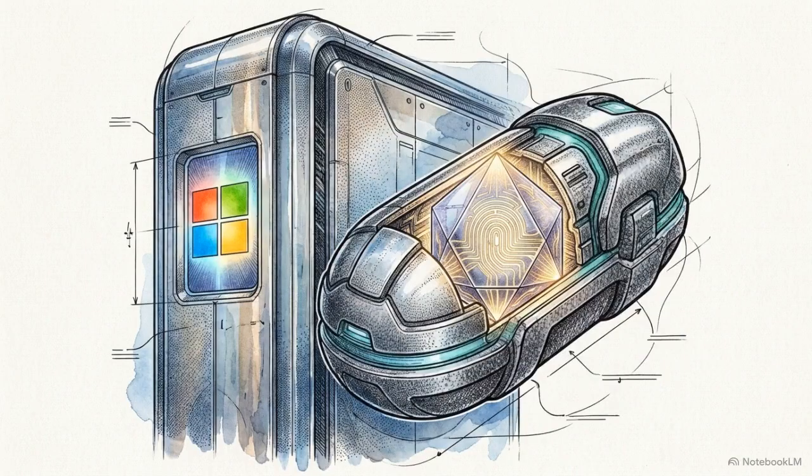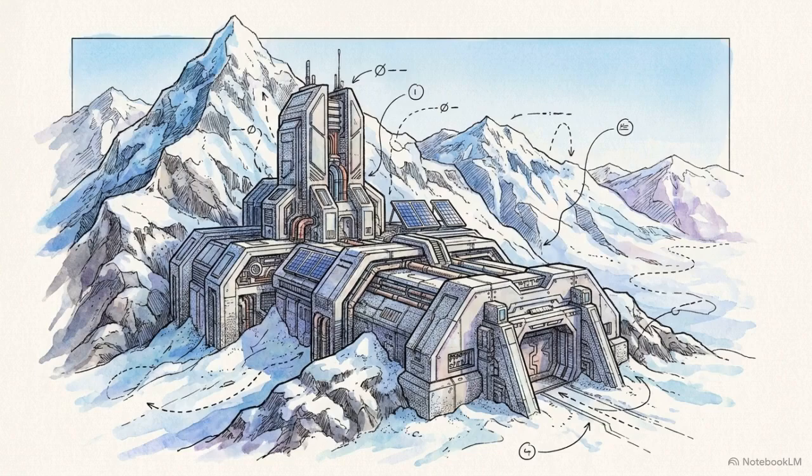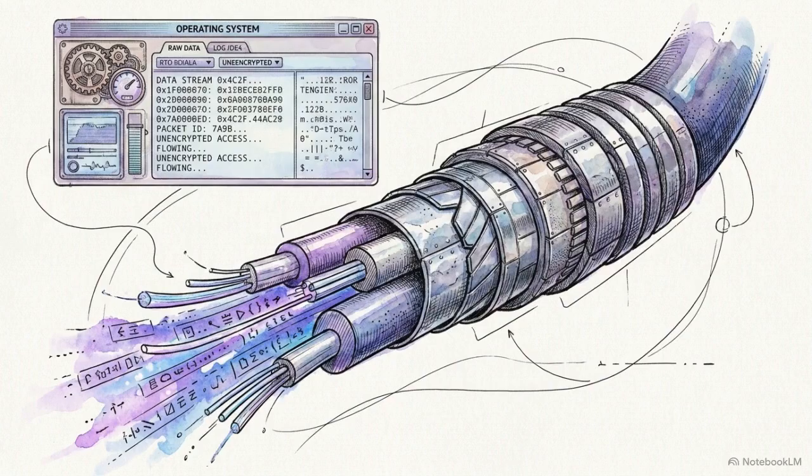When that payload reached its destination, Microsoft servers logged the GDID. The masked IP address provided by the VPN and Tor was irrelevant. The payload itself carried the device's true fingerprint. Law enforcement did not need to break AES encryption or raid a Swiss data center. They simply subpoenaed Microsoft for the hardware telemetry logs matching that specific GDID. Network layer security is entirely blind to application and OS layer betrayals.